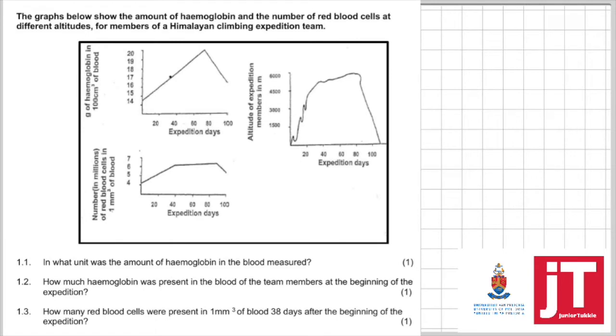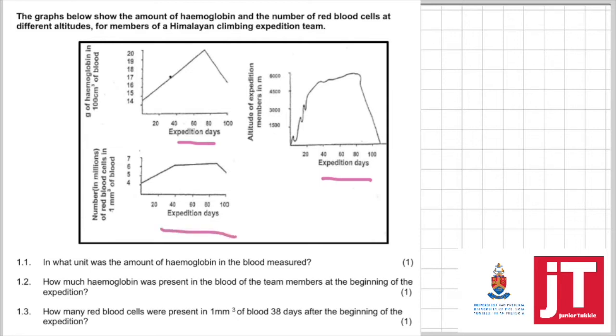Question 1 is based on the 3 graphs below. Let's read the introduction. The graph below shows the amount of hemoglobin and number of red blood cells at different altitudes for members of a Himalayan climbing expedition team. In the first graph you have the grams of hemoglobin in 100 centimeters cubed of blood over the expedition days. Then you have the altitude of the expedition members in meters over 100 days. And in the third graph, you have the number of red blood cells in 1 millimeter cubed of blood over the 100 days.